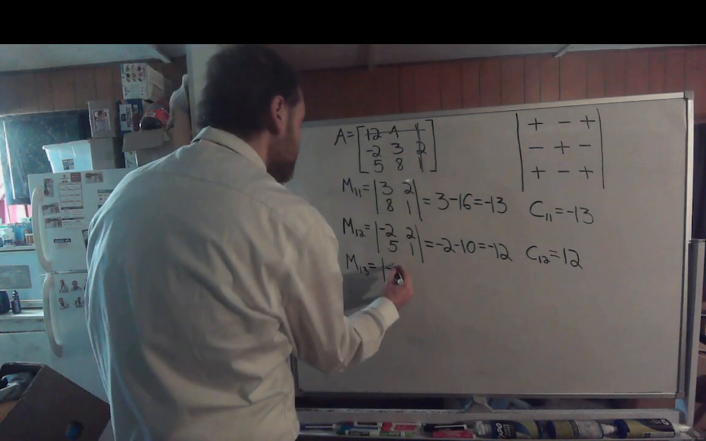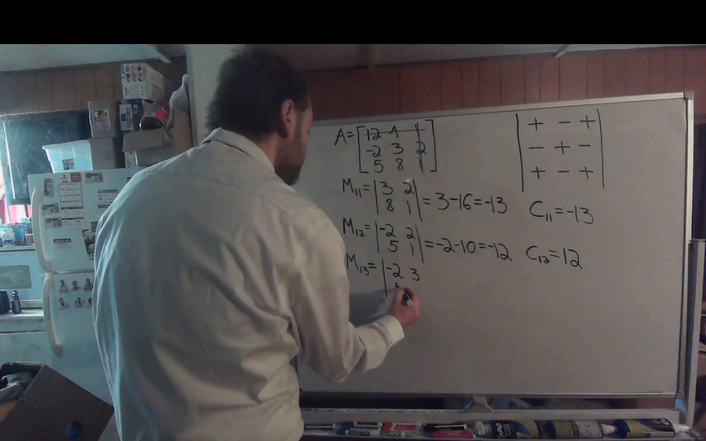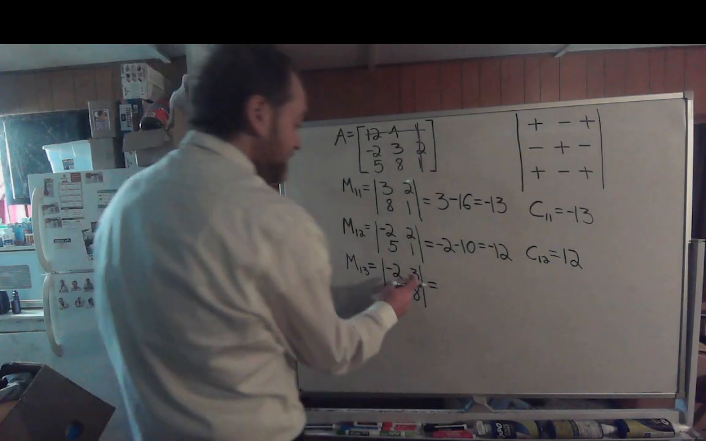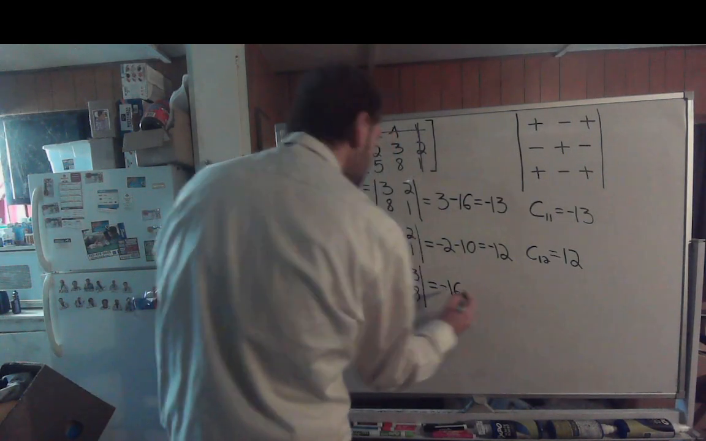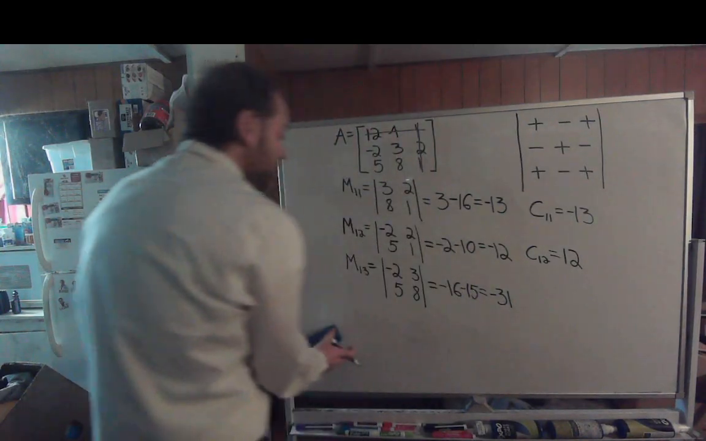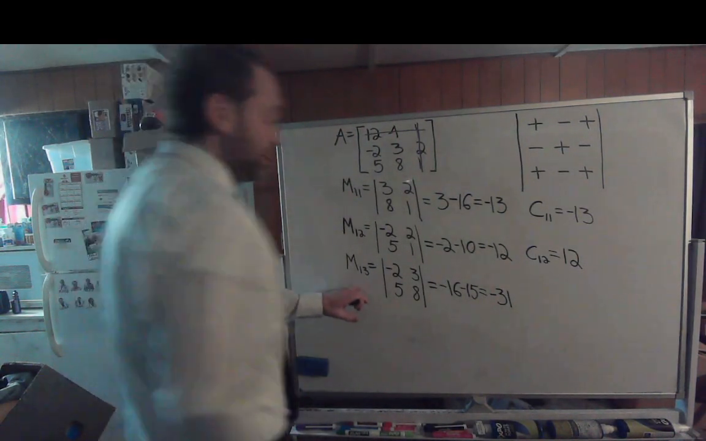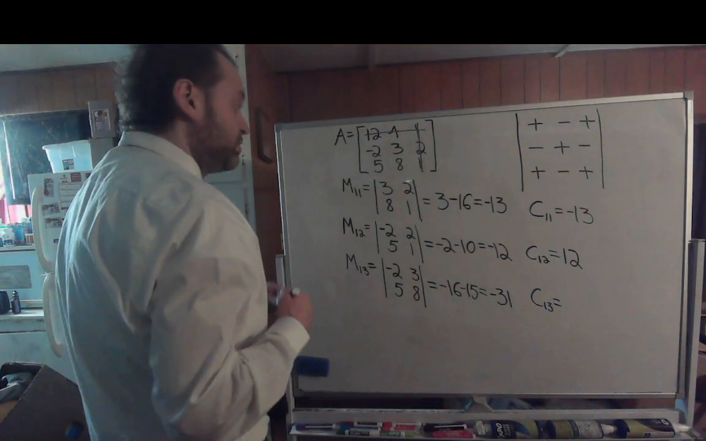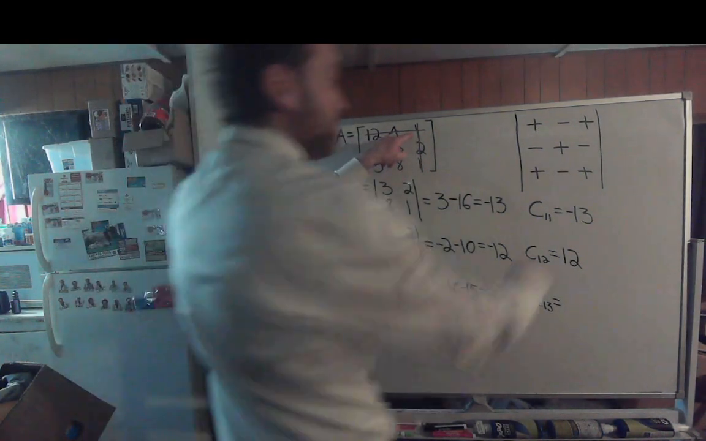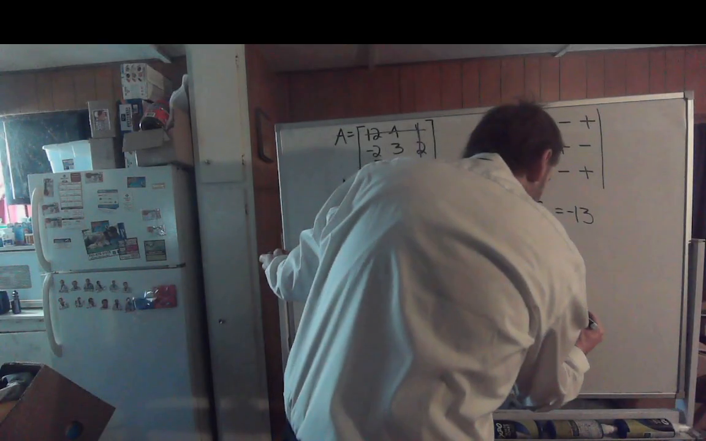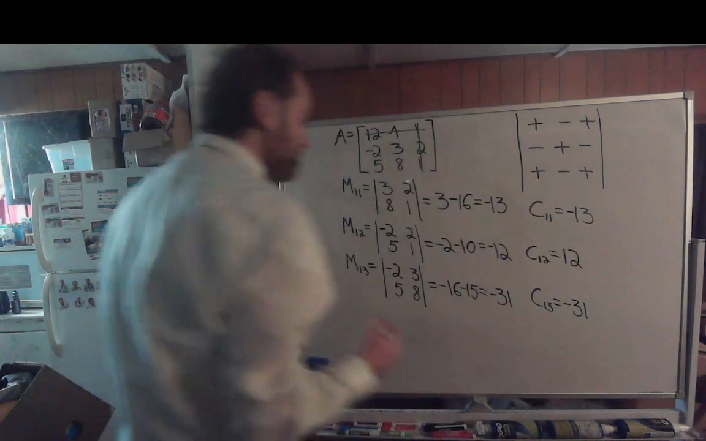So that'll be negative 2, 3, 5, and 8. I'll take negative 2 times 8, which is negative 16, minus 3 times 5, which is minus 15. Well, that would be negative 31. So that's minor 1, 3. To find cofactor 1, 3, all I need to do now is take where that coefficient was and look at my sign matrix. It would be positive of whatever my minor is. So positive negative 31 is negative 31.